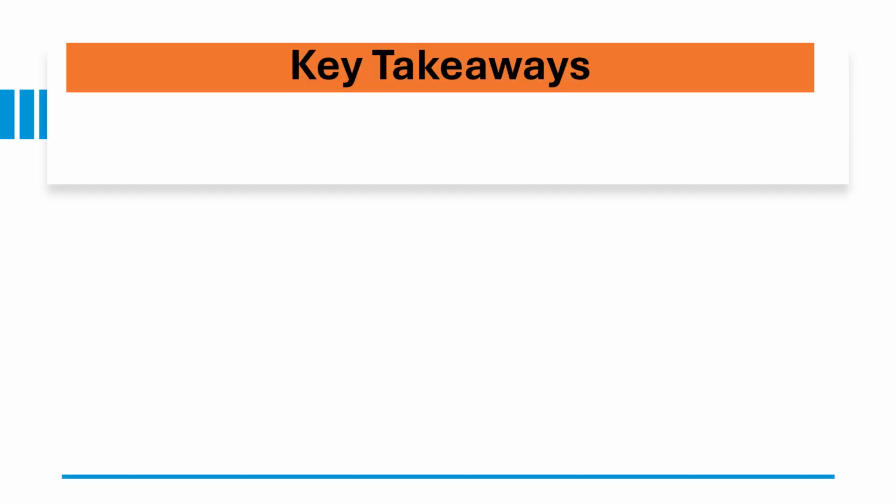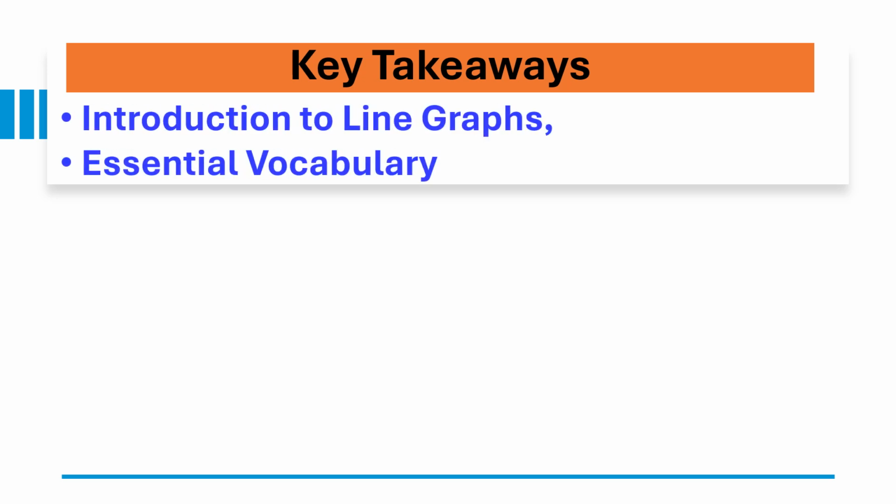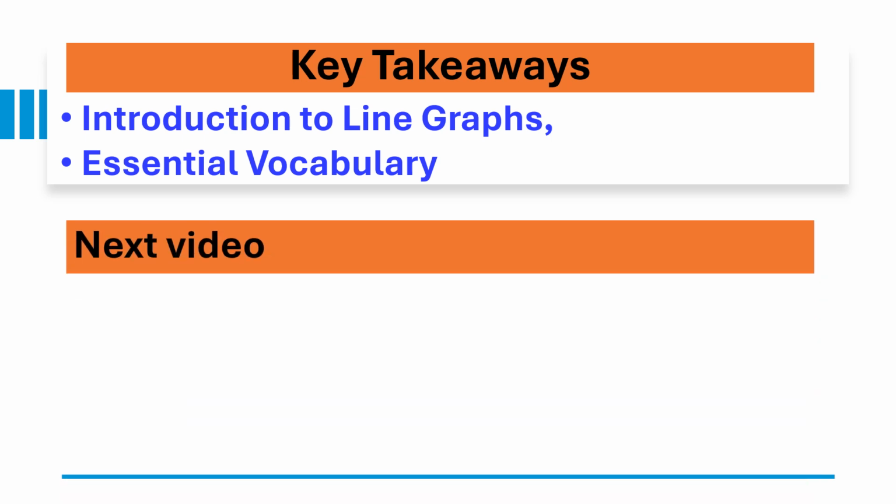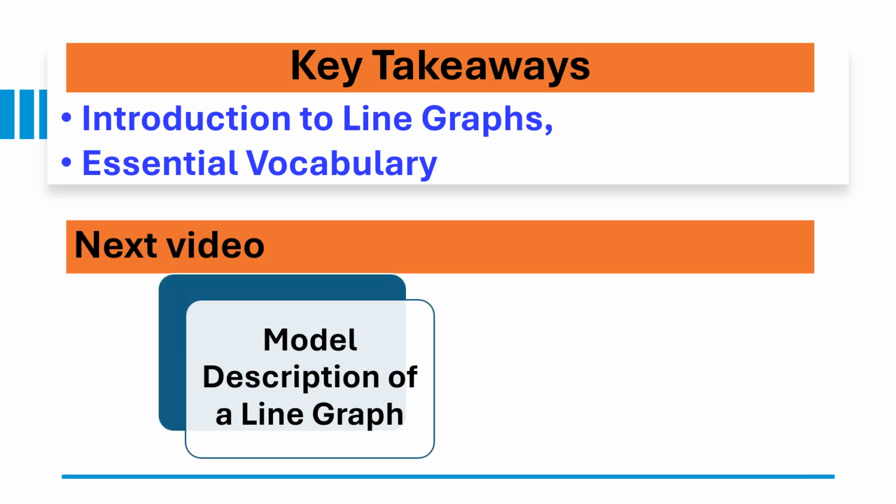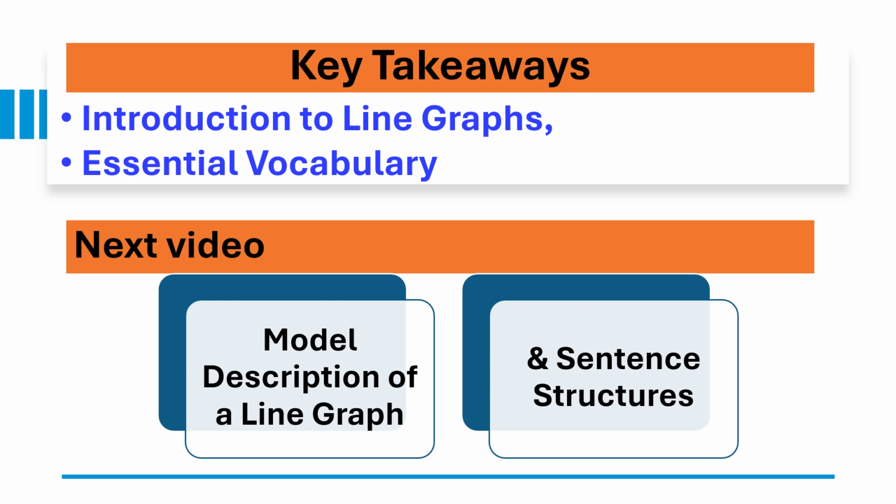This concludes our presentation to line graphs and the essential vocabulary needed to describe them. We've explored introductory verbs, various ways to express trends, changes, fluctuations, time prepositions, connectors, all of which will help you improve your ability to write better graph descriptions. In the next video, we will move on to describing a line graph step by step. We will look at a detailed example and analyze how to organize the information effectively. After that, we will focus on using different sentence structures.